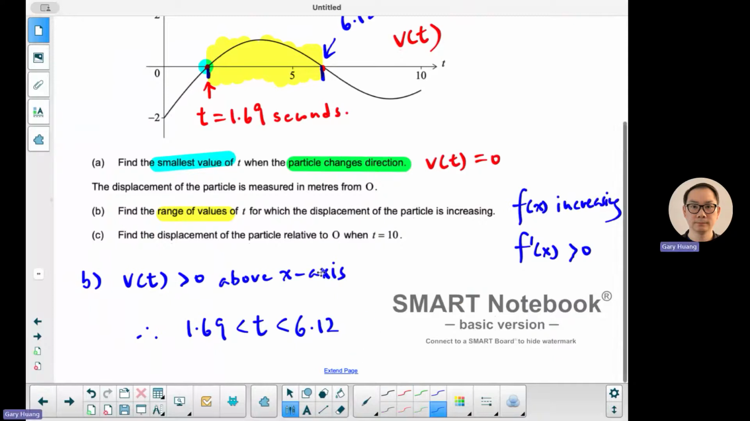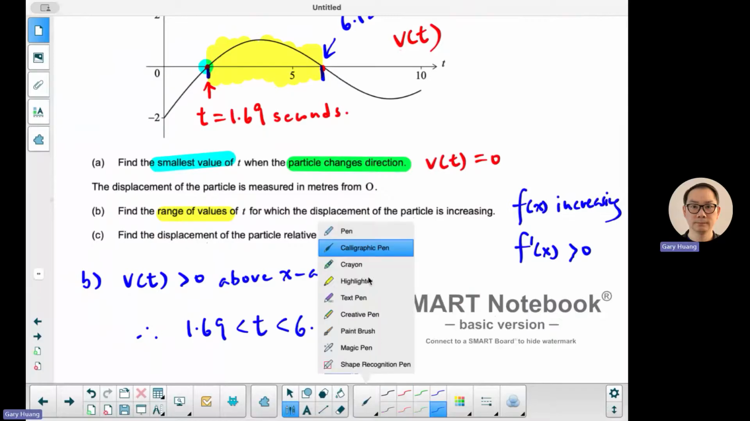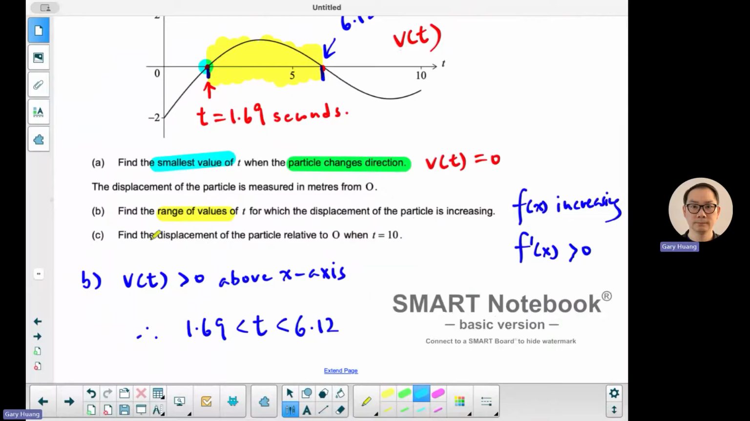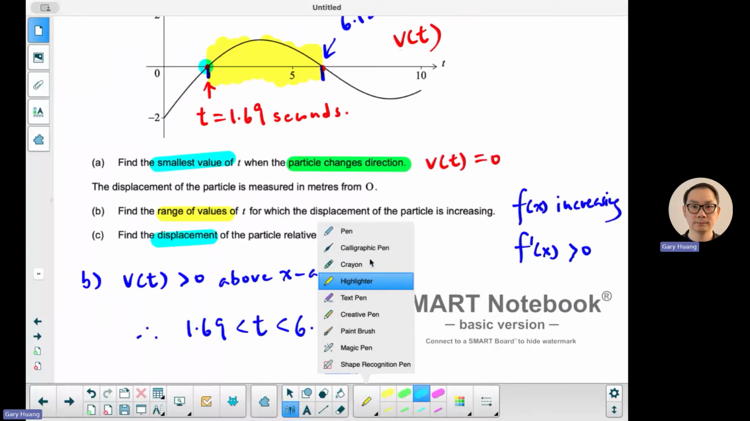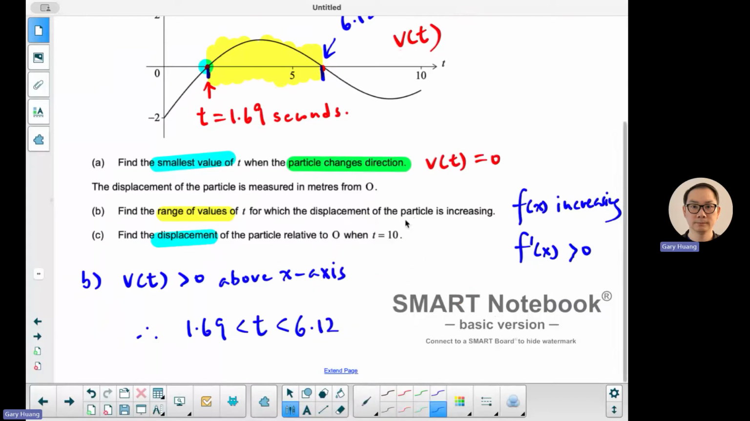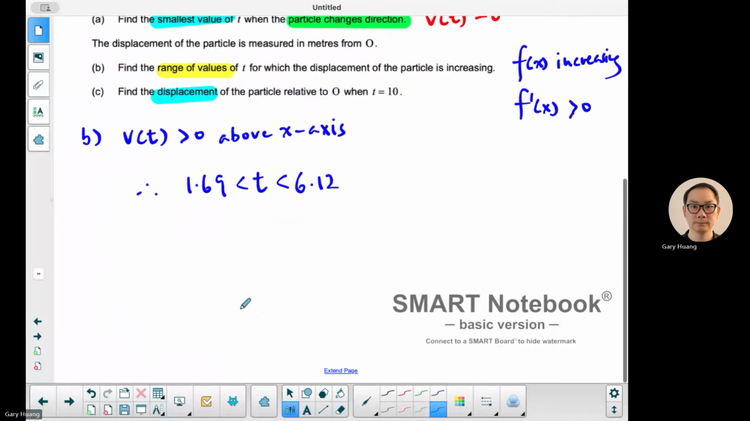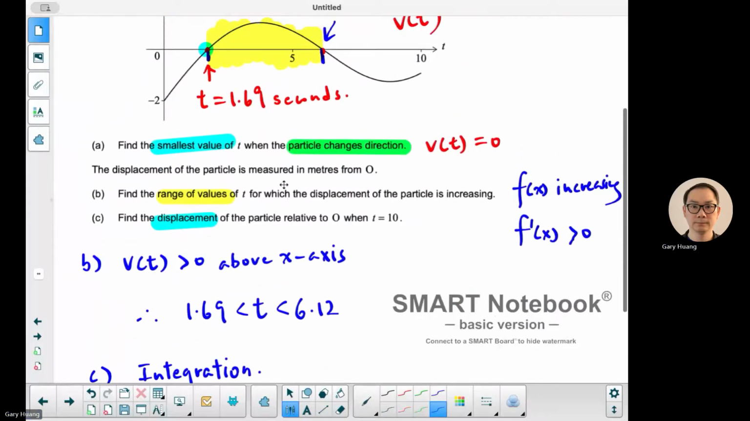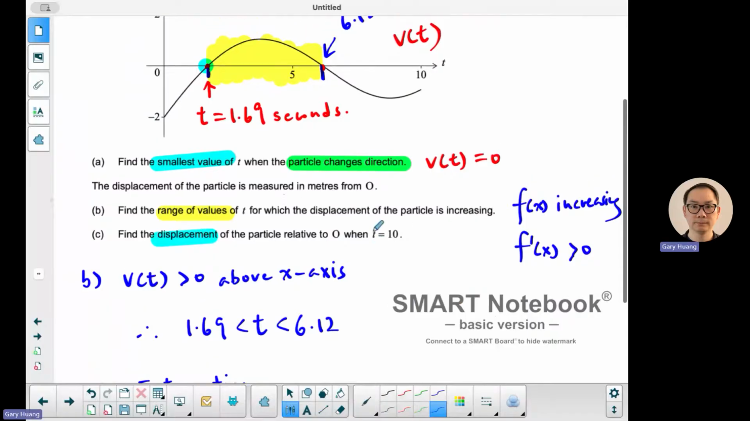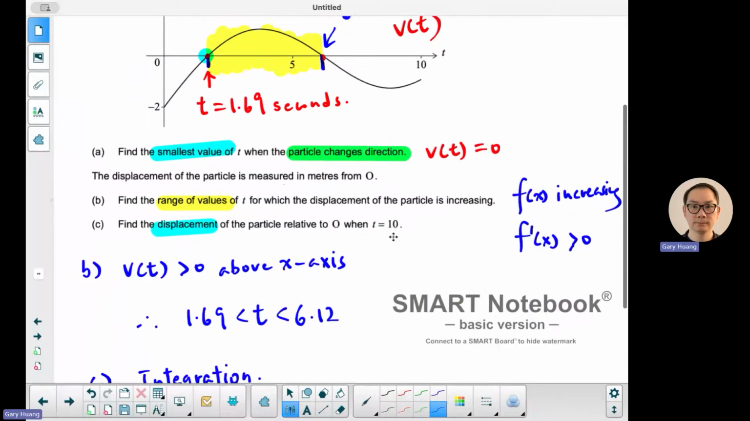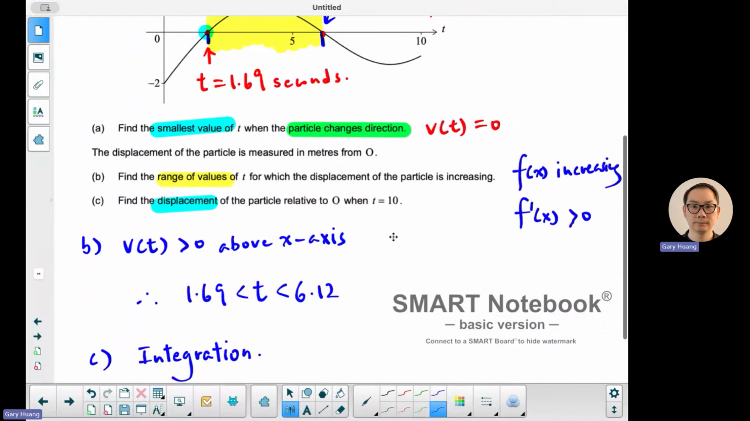Okay. Part C, find the displacement. Well, you're given the velocity and you're finding the displacement, which means I need to do integration. So part C is an integration question. T equals to 10. So I'm going to integrate and substitute t equals to 10.